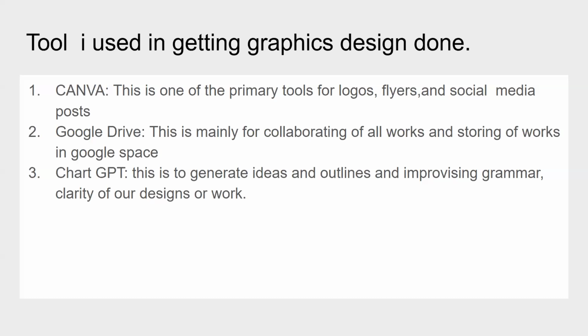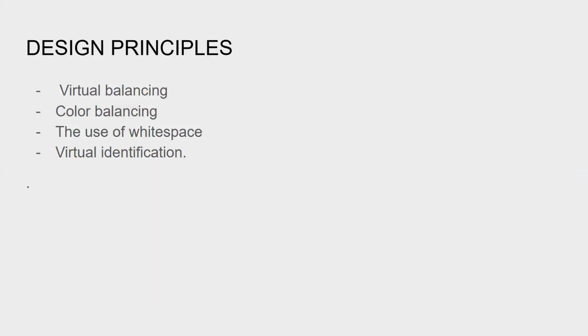The next one is Google Drive. This is for storage. This is just a way of keeping our files. We put all our work done there, so that we have access to it whenever we want to use it. And the next one is ChatGPT. ChatGPT is for the correction of our spelling, to check our words in line with what we are designing, so the words we are using and our design can go hand in hand.